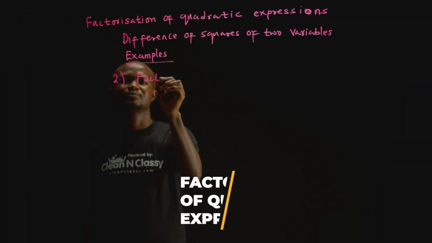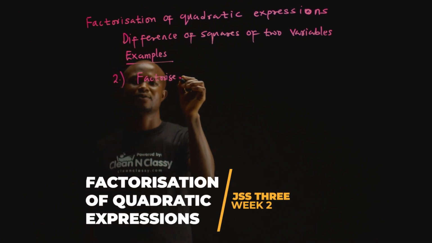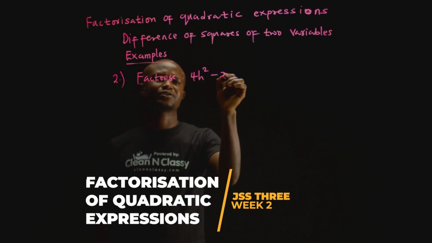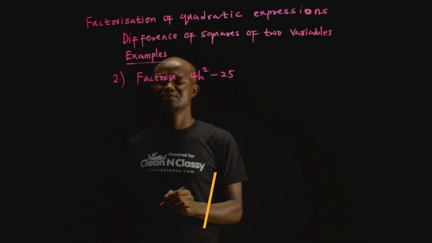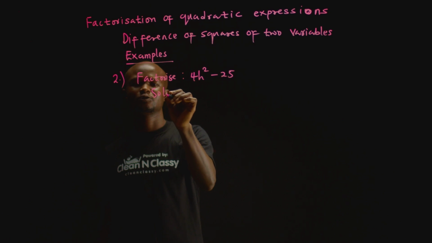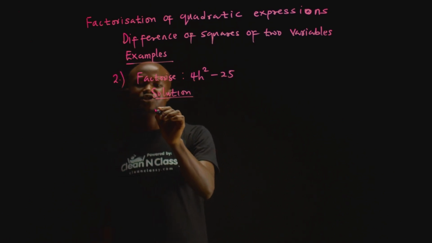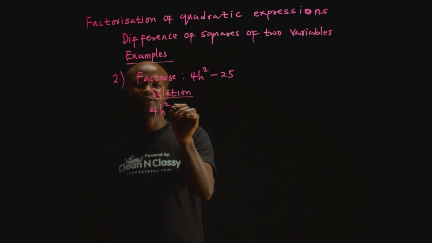Factorize 4h squared minus 25. Solution. 4h squared minus 25.